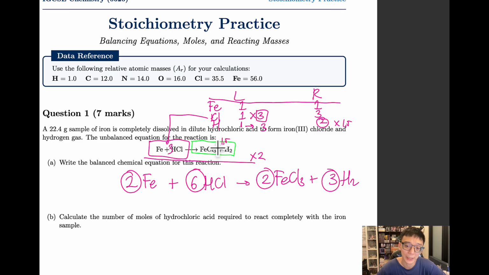Usually the sequence of balancing is that you make sure that the metal atoms are balanced first, then the non-metal atoms, then hydrogen, and lastly oxygen. It should usually fit.